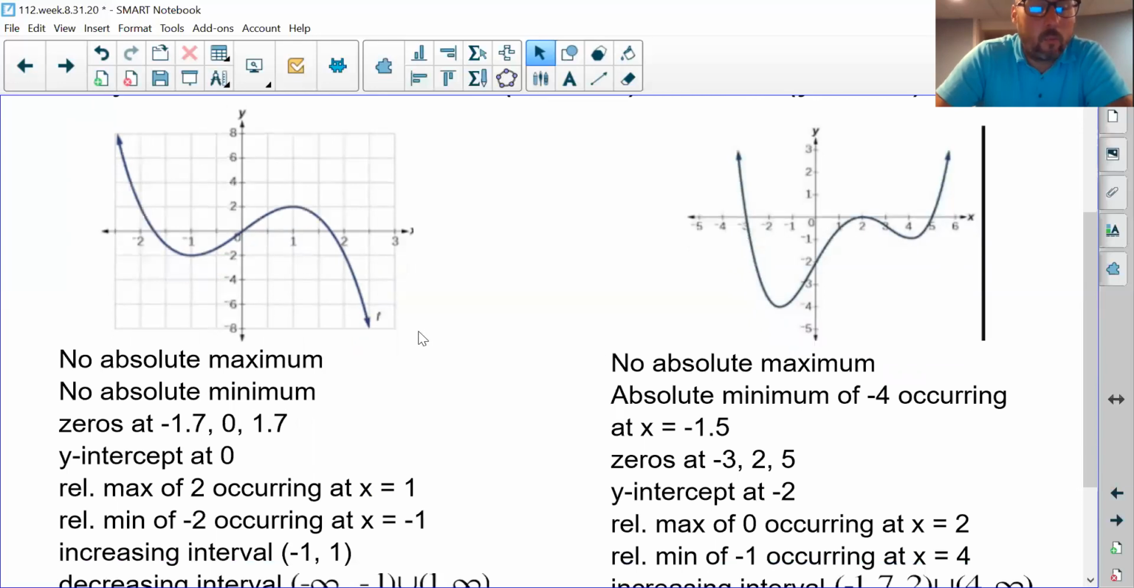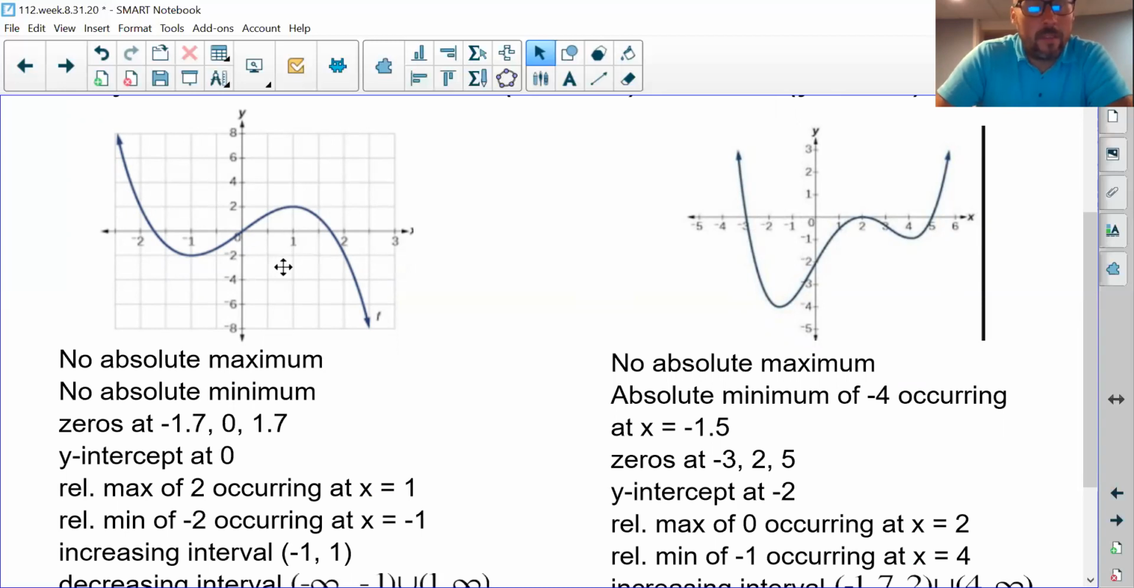It does have a relative maximum. So a relative maximum is a high point, a y value that is higher than other y values to the left and to the right. So this y value right here of 2 is a relative maximum, and that occurs when x is 1.